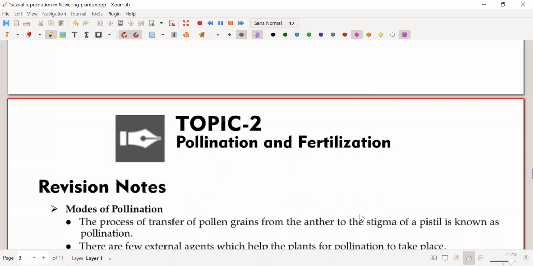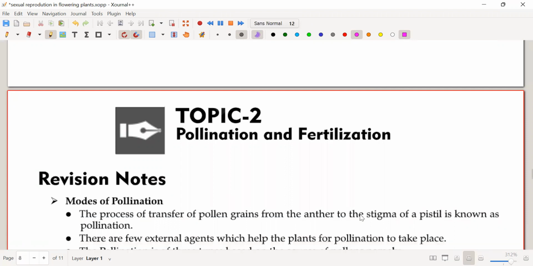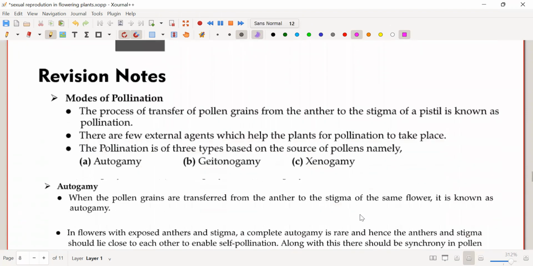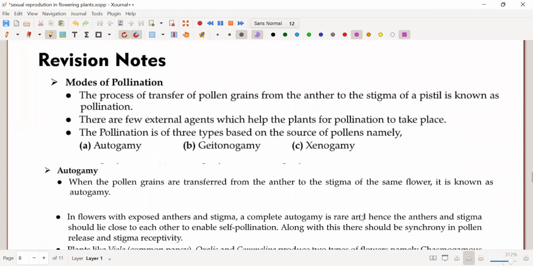Next topic, pollination and fertilization. All right, pollination and fertilization. This is also very important. We saw that a lot of questions are from this. So, what are the revision notes for this?